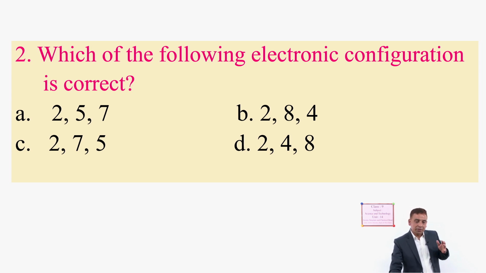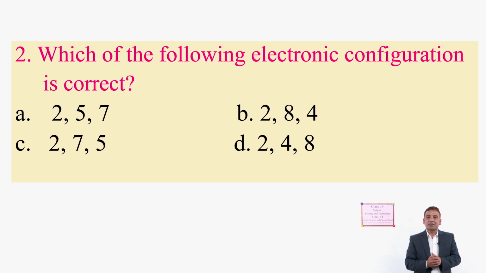Okay, we will conclude at last. And in option C, there are 2 electrons at the K shell, 7 electrons at the L shell, as well as 5 electrons at the M shell. Is it correct or not? As well as in D, 2 electrons at the K shell, 4 electrons at the L shell, and 8 electrons at the M shell. Out of all these 4 electronic configurations, which one is the correct electronic configuration?